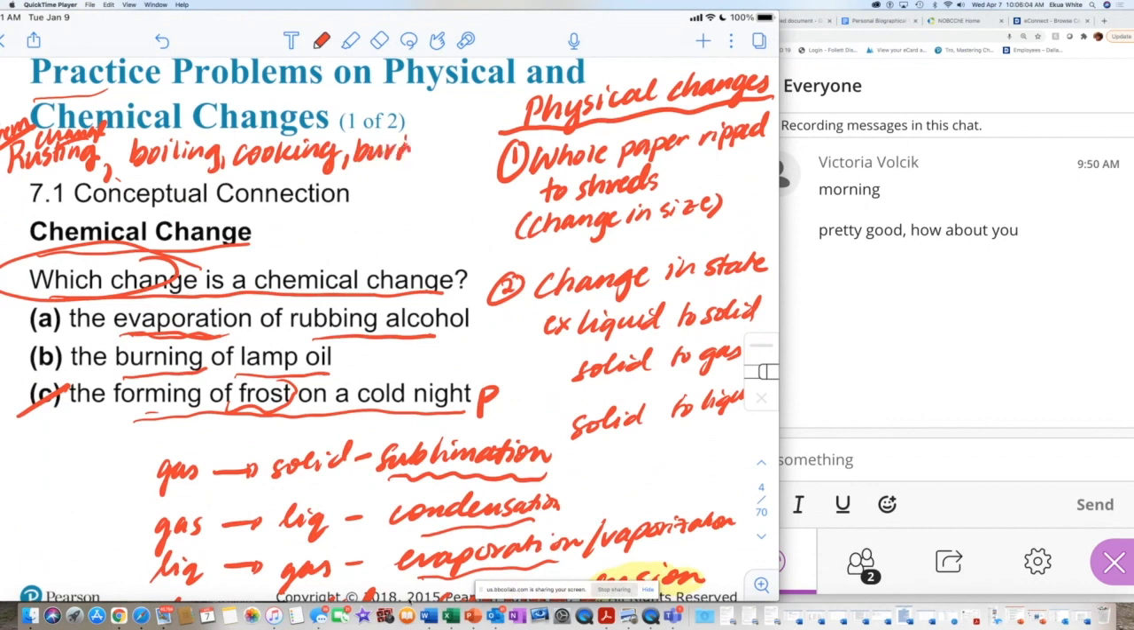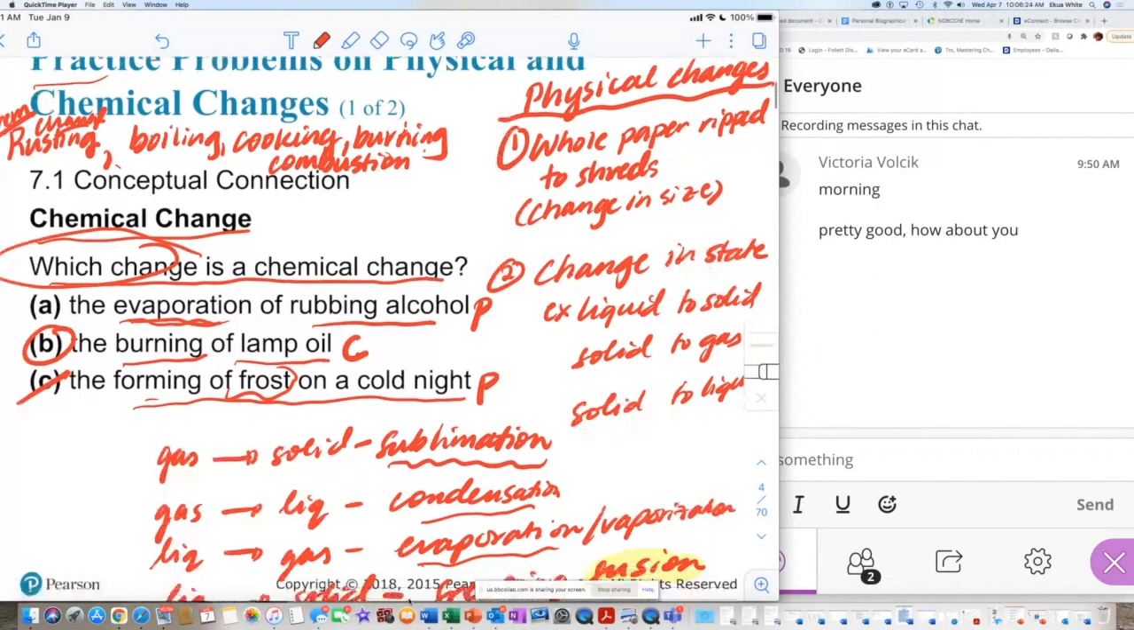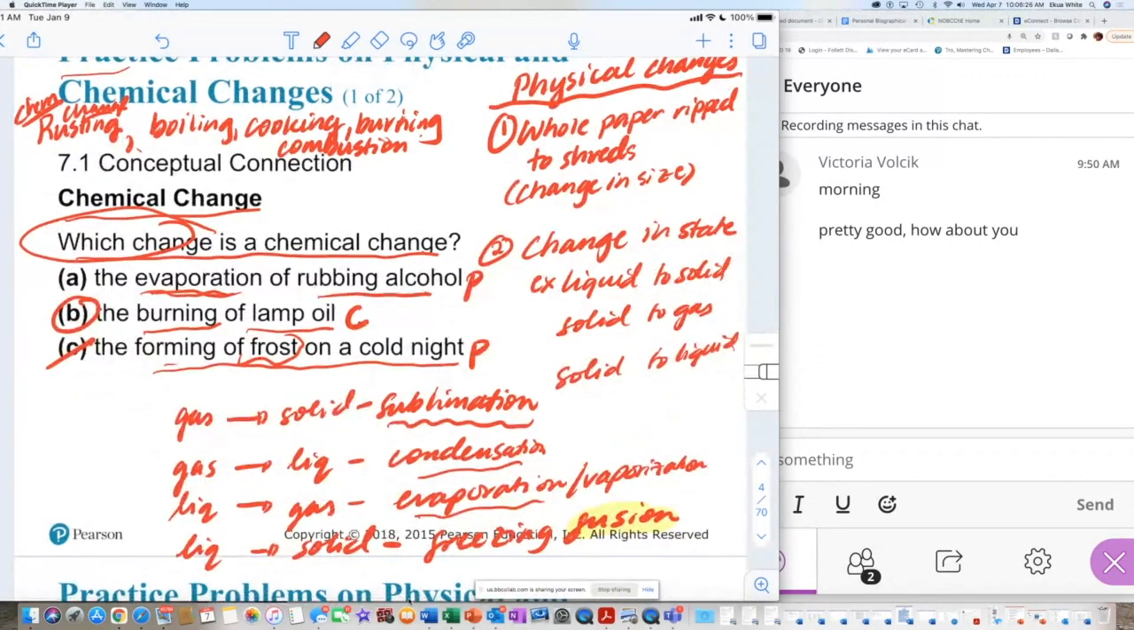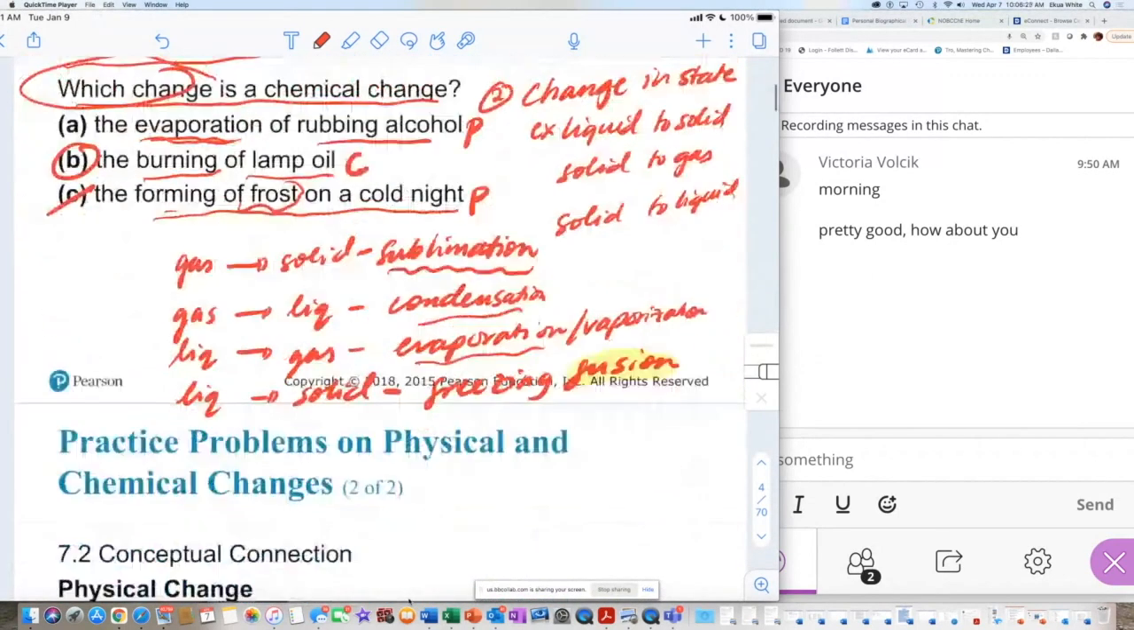If you're boiling and you're cooking, you're also burning, right? Burning. And they can use the term combustion also. Combustion is another term by the thermodynamic people that is talking about burning. So once again, just be familiar with these terms. And so if we have burning here, this would be the chemical change. Physical, chemical, physical. Okay. So, moving on.